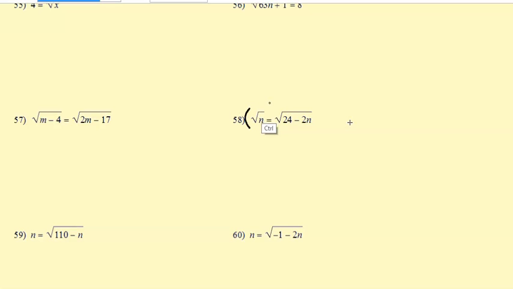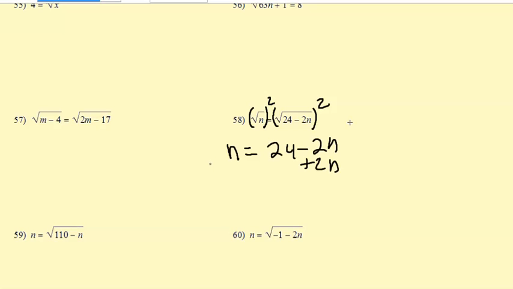So to get rid of the square roots, you're just going to square each side. So we're exponentiating both sides by 2. So then we have n equals 24 minus 2n. Add 2n to each side. 3n equals 24. Divide by 3.